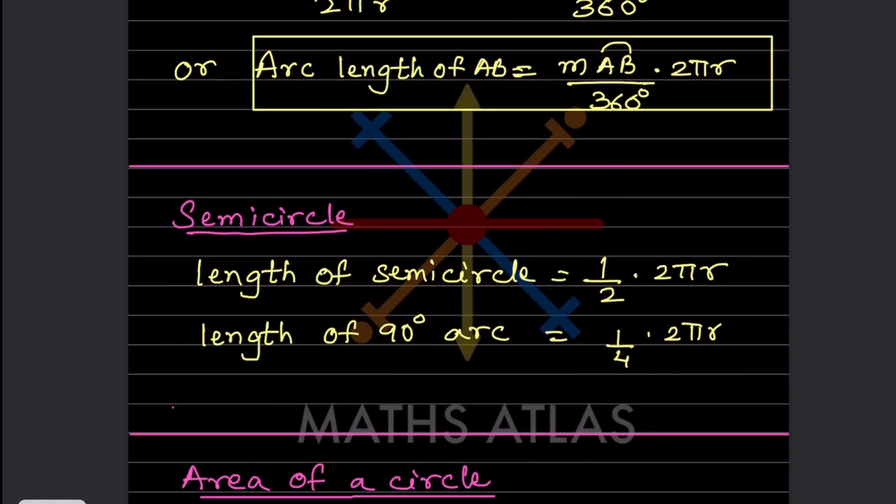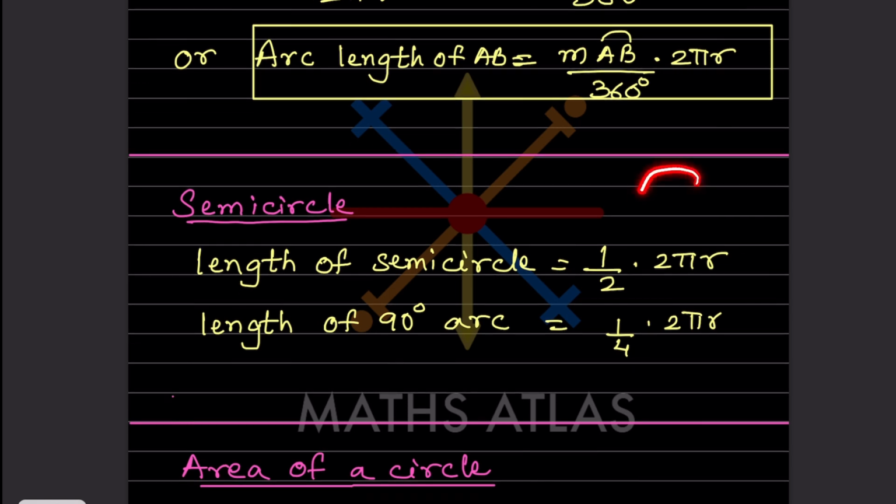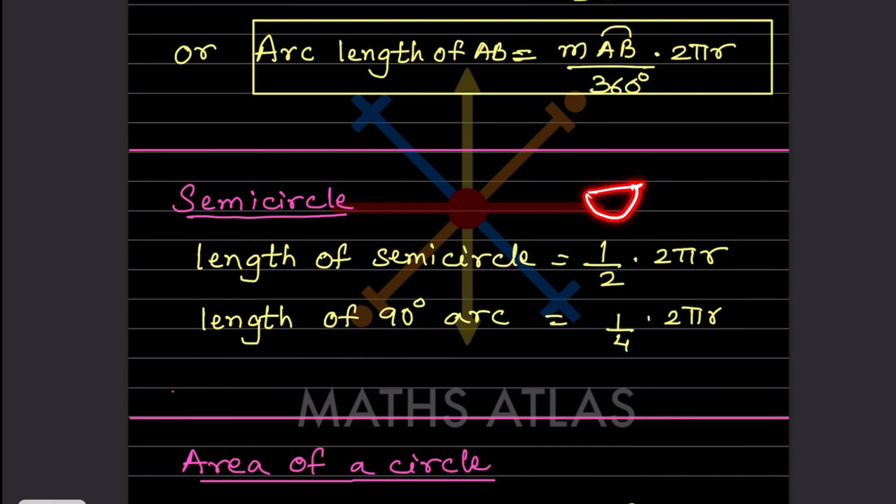Now the semicircle. Semicircle means the full circle is this one, and the half part of that can be like this or like this. Anyways, the circumference of a circle is 2 pi r. So a semicircle means the half part of it. So you are going to write here 1 by 2 into 2 pi r.